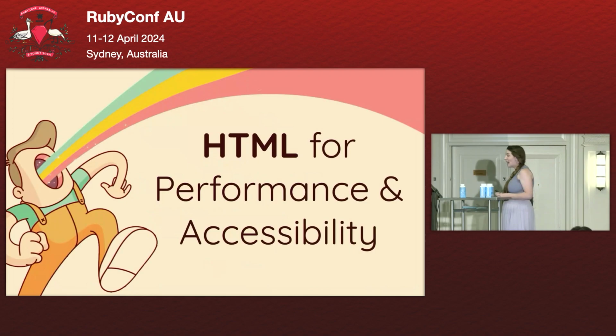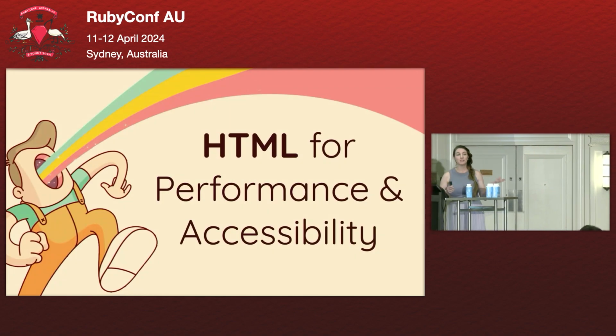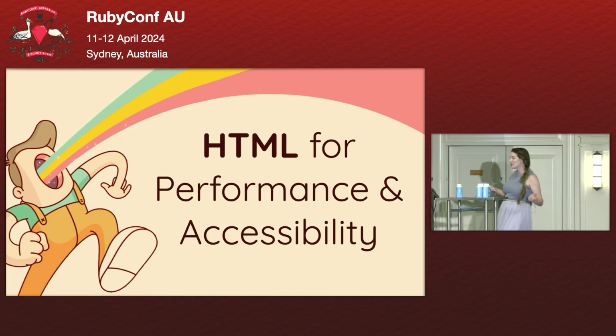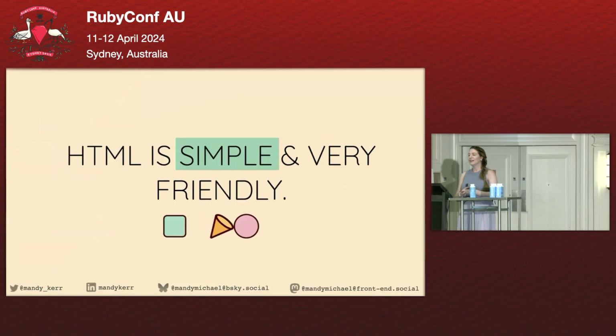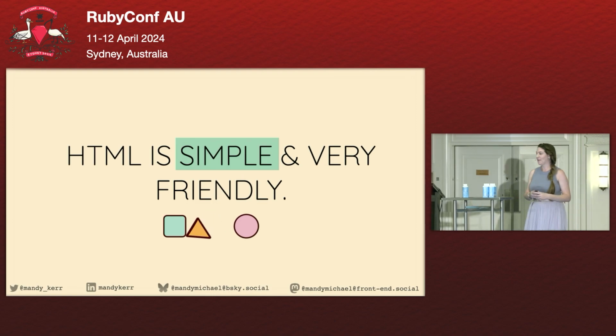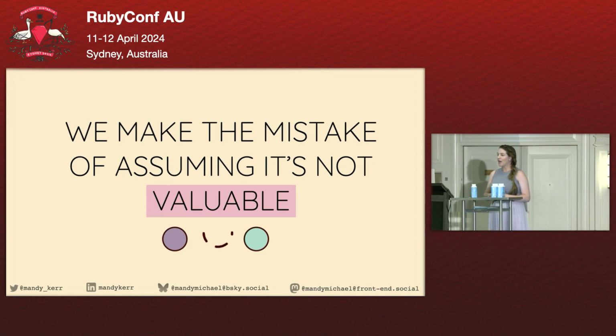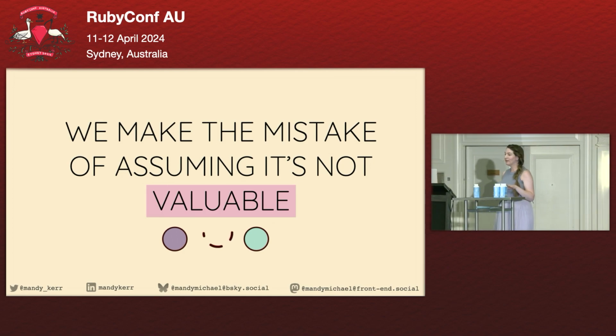So today we're going to be talking about HTML, and we're going to be looking at how you can utilize it to improve the performance and accessibility of your websites and applications. And I know HTML has got nothing to do with Ruby, and everyone knows HTML, but I think it's true that HTML is very simple, right? I'm very upfront about that, but because it's simple, we often make the mistake of assuming that it's not valuable. I'm hoping to dispel that way of thinking today because it's something that we use a lot, and it plays a really pivotal role in making good functional websites.